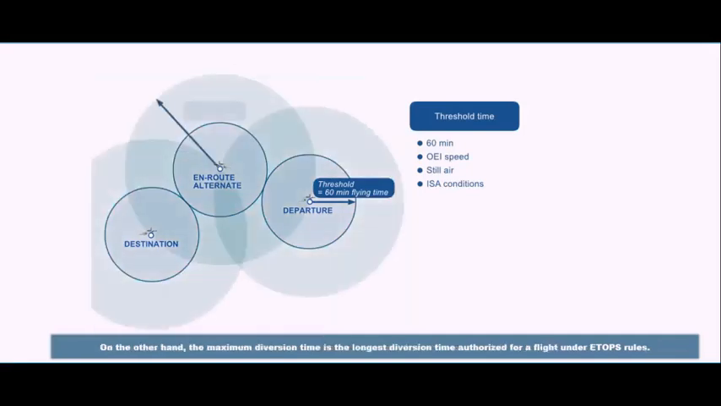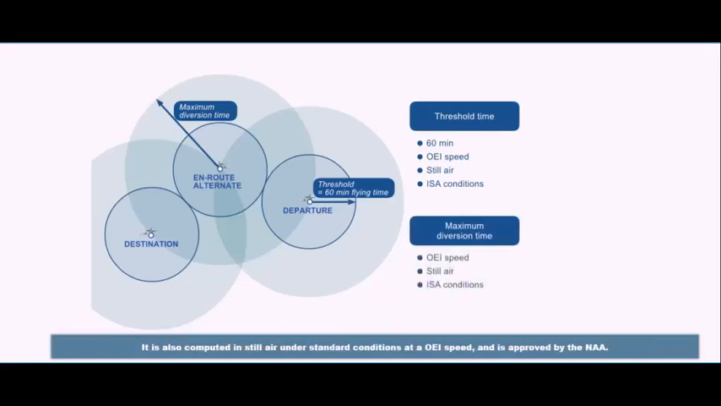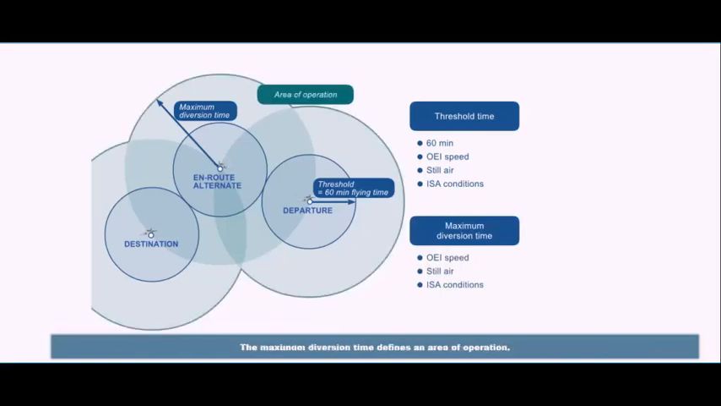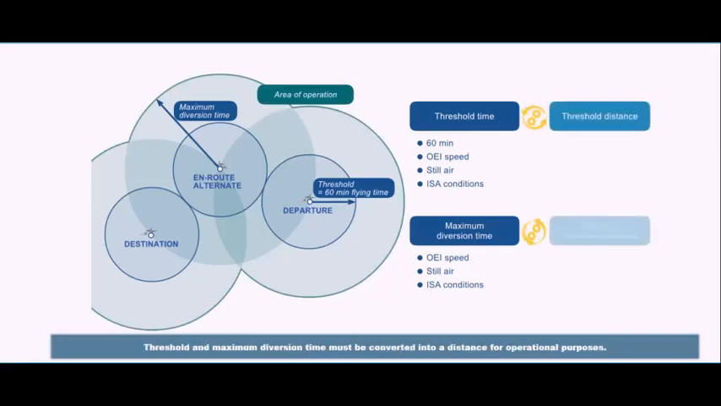On the other hand, the maximum diversion time is the longest diversion time authorized for a flight, under ETOPS rules. It is also computed in still air, under standard conditions at an OEI speed, and is approved by the NAA. The maximum diversion time defines an area of operation. Threshold and maximum diversion time must be converted into a distance for operational purposes. We are going to describe this conversion later in the course.